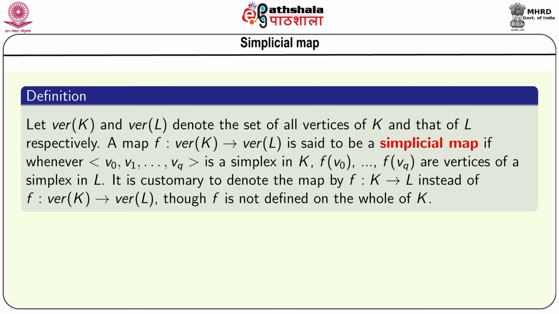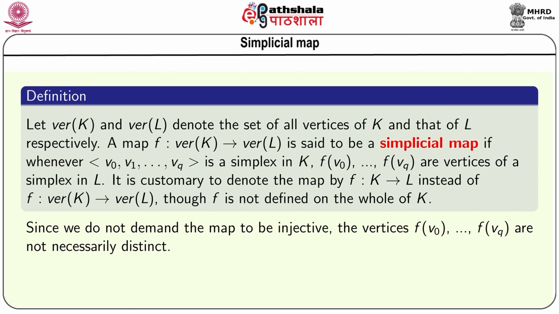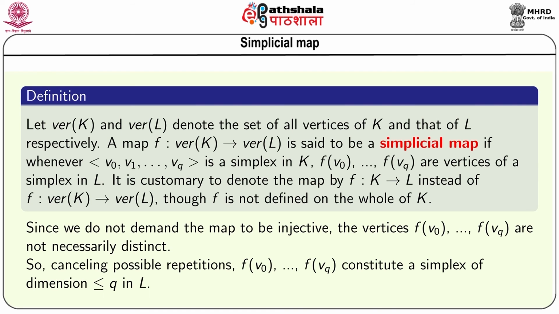It is customary to denote the map F from K to L instead of F from the set of vertices of K to the set of vertices of L, though F is not defined on the whole of K. Since we do not demand the map to be injective, the vertices Fv0 to Fvq are not necessarily distinct. So, cancelling possible repetitions, Fv0 to Fvq constitute a simplex of dimension less than or equal to q in L.